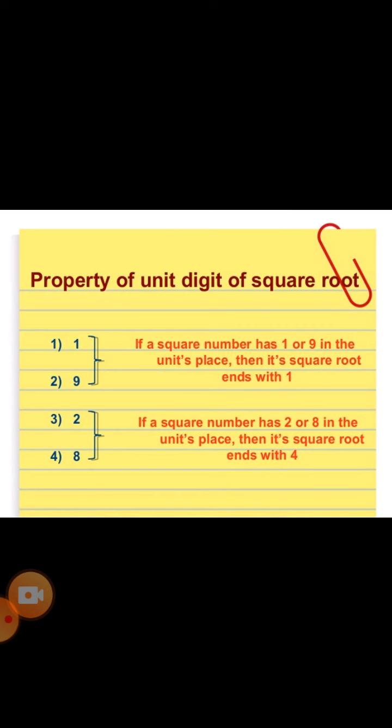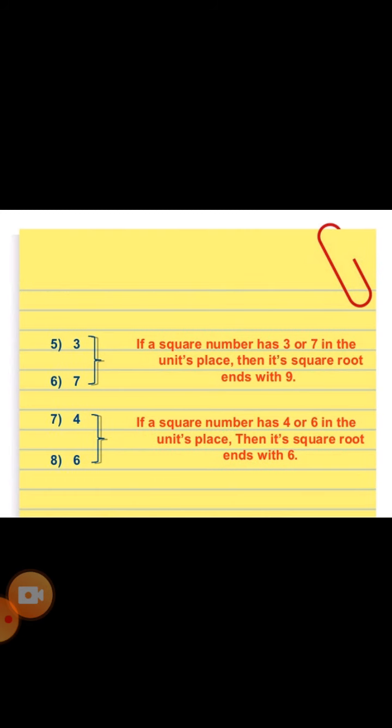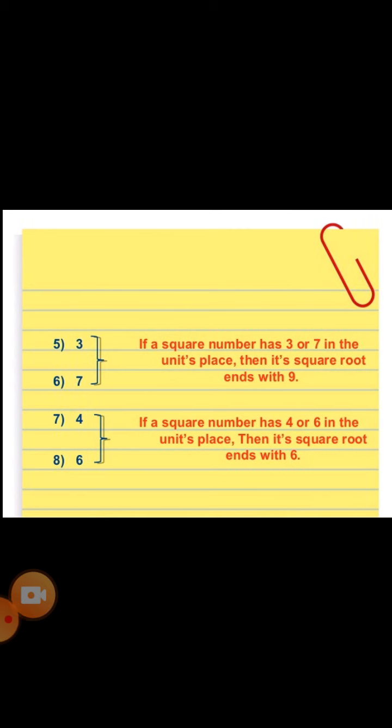Property of unit digit of a square root. If a square number has 1 or 9 in the unit place, then its square root ends with 1. And if a square number has 2 or 8 in the unit place, then its square root ends with 4. If a square number has 3 or 7 in the unit place, then its square root ends with 9. And if a square number has 4 or 6 in the unit place, then its square root ends with 6.